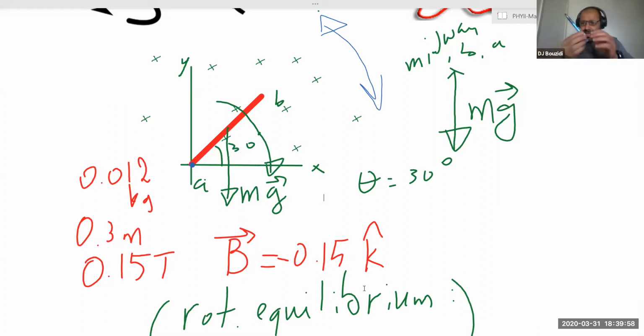So basically, you take it like this, and if you let go of it, it's going to go like this. And you don't want that. So you want the current in it to keep it from falling. If gravity is trying to spin it this way, you want another force to keep it from falling, correct?